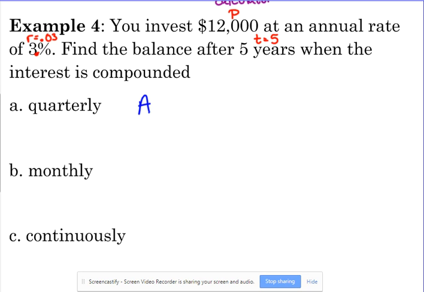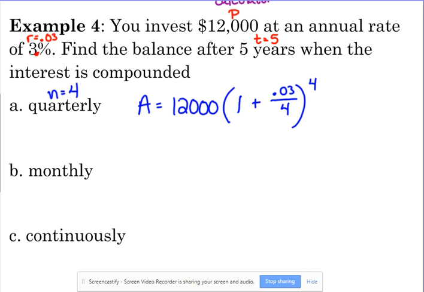We are looking for the amount or the balance. Okay, so we're looking for A. We know P, it's 12,000. 1 plus the rate, 0.03, divided by N. This one's quarterly, so N equals 4, to the 4 times T, which is 5.